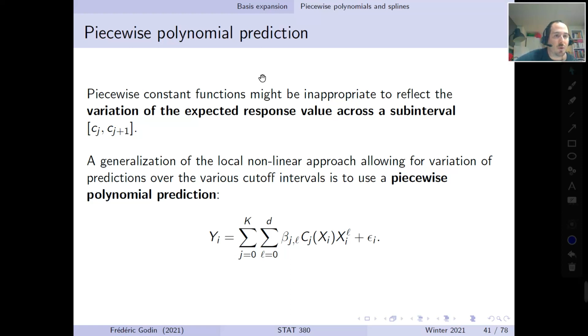So we'll see how to obtain better local predictors, to still have a local prediction model, but with more smooth predictions. But this will be discussed in the next lecture.